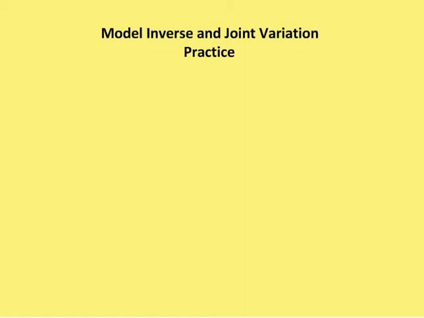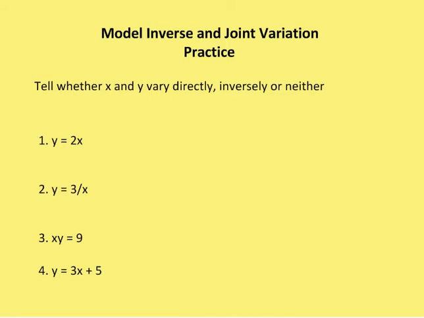In this edition of Otten Math, we are going to do some practice problems involved in direct, inverse, and joint variation. We're going to get that all straightened out, and you guys will be ready to get straight A's on your quizzes and tests for this particular section. All right, so first set of practice problems. Tell whether x and y vary directly, inversely, or neither.